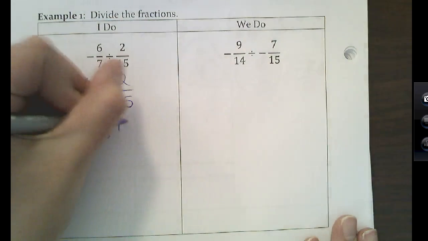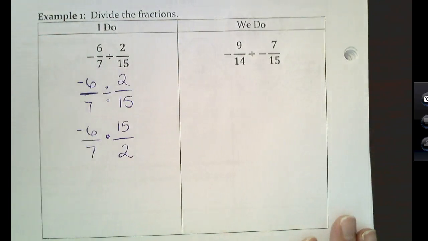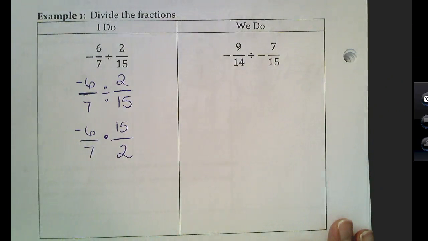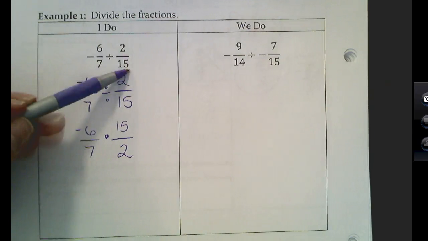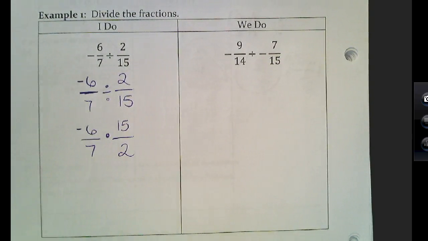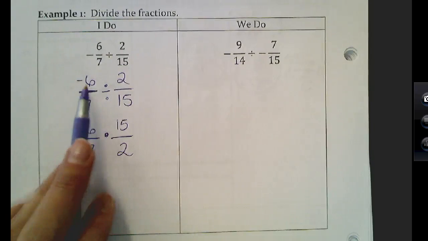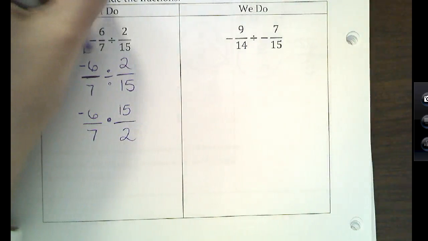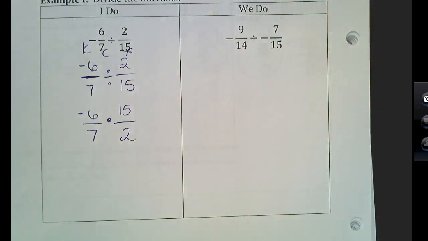Good question. No, good question. You cannot cross cancel until you've got it as a multiplication problem. So don't do any cross canceling until you keep, change, and flip. It would be a totally different answer and it would be wrong. You have to keep, change, flip first.